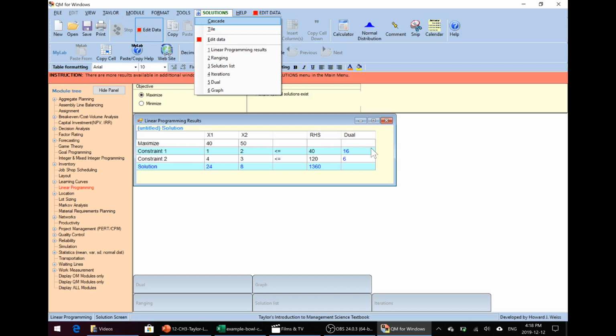Interestingly, we also get a lot of windows. We can get the ranging, we can get the solution list. Ranging is the same as sensitivity analysis here, and solution list, iterations. This is the iterations of simplex method. It can show the dual values and the graph. And the graph, for two decision variables, we also get. So graph is important here.